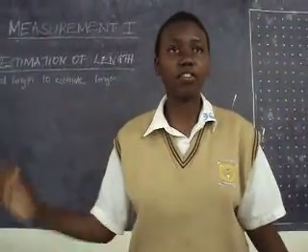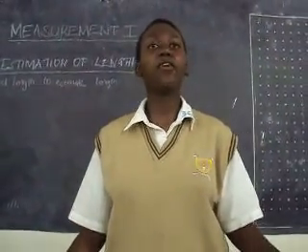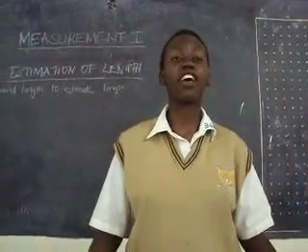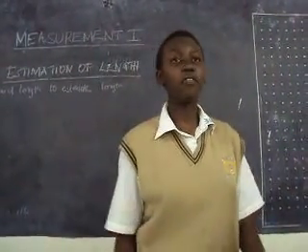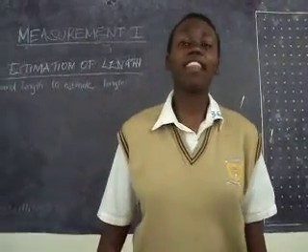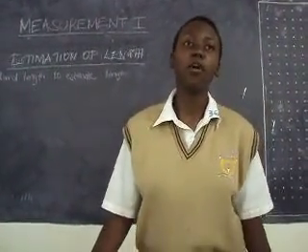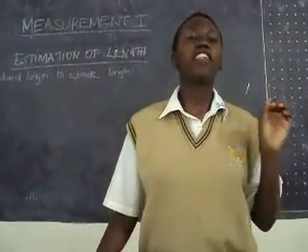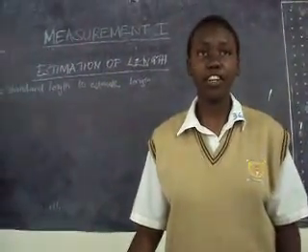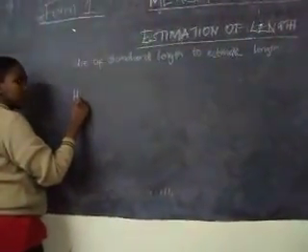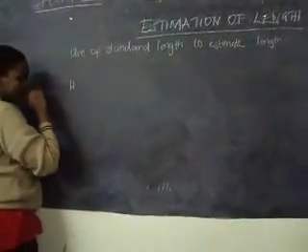After that, you have a tree. That tree is tall. At that same time, you take the length of the shadow of the tree. So you conclude that the height of the tree is equal to the height of the rod multiplied by the length of the shadow of the tree over the length of the shadow of the rod. Does anyone have a question?